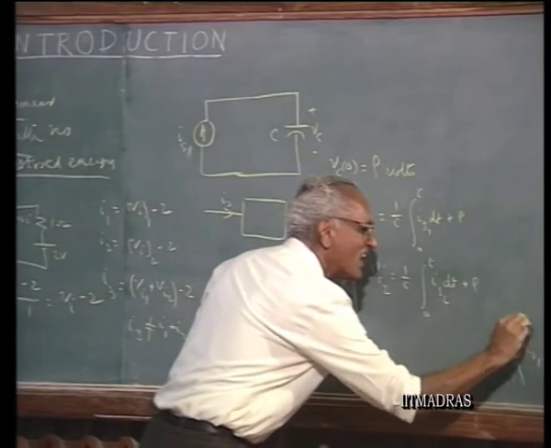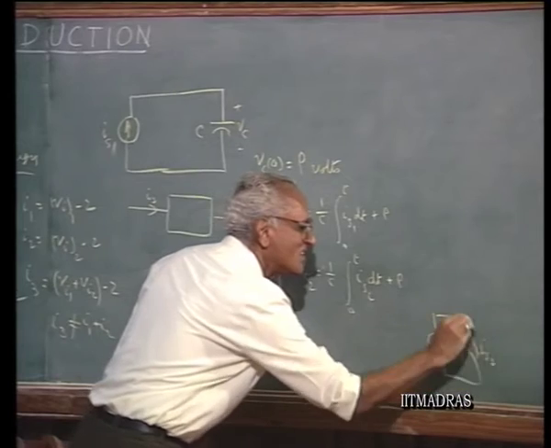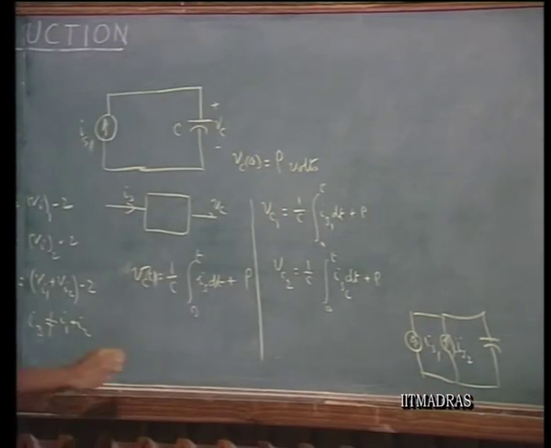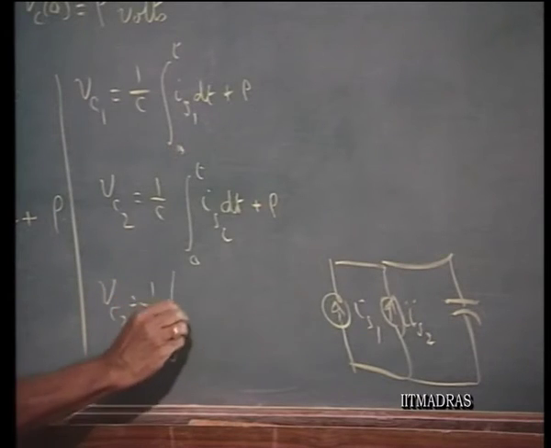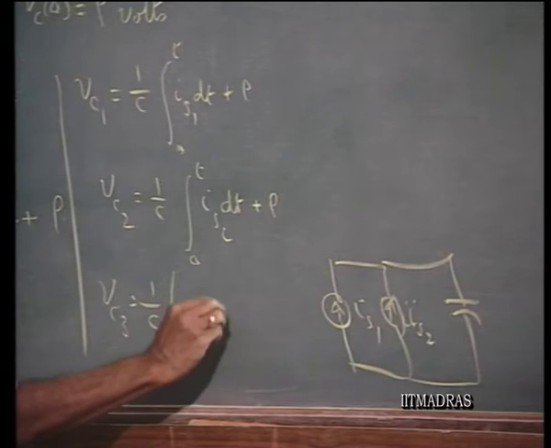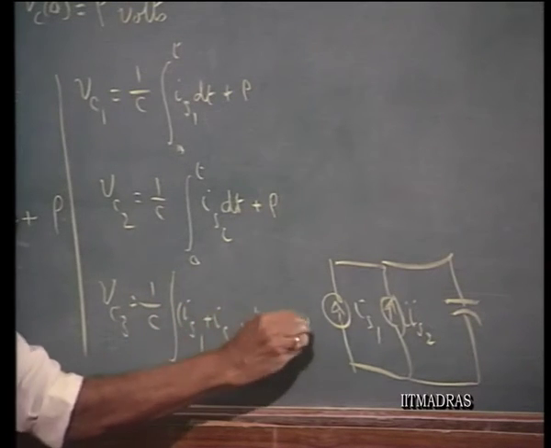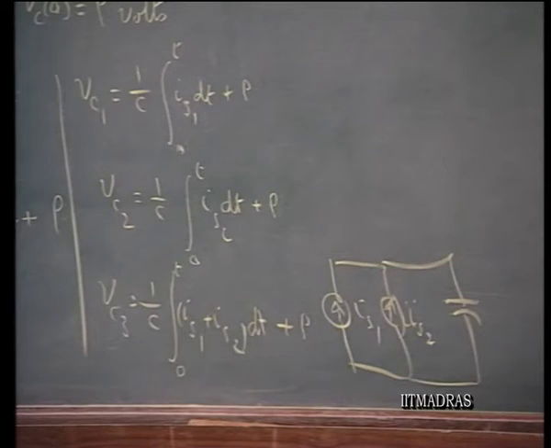Is1 and Is2 together charging the capacitor. Then the third time, the voltage Vc3 will be 1 over C integral of Is1 plus Is2 dt plus rho, again because initially the capacitor is charged to rho volts.